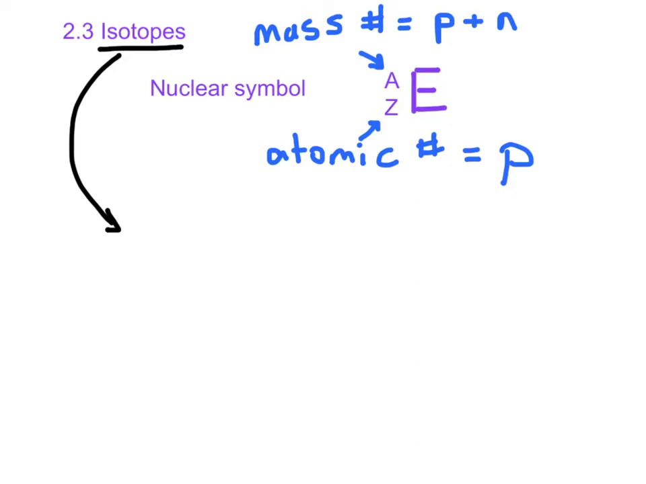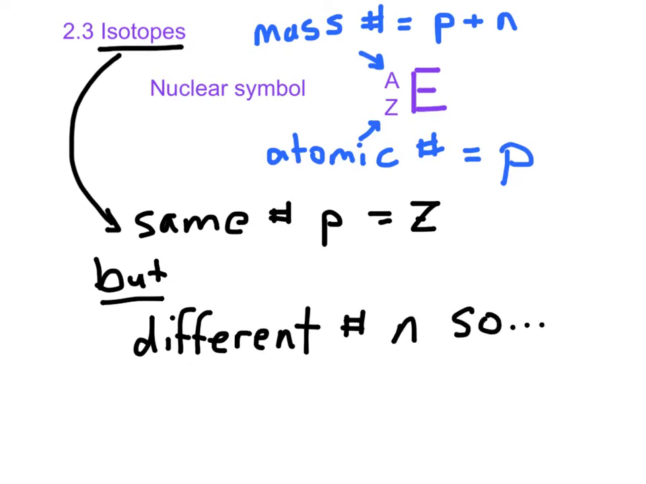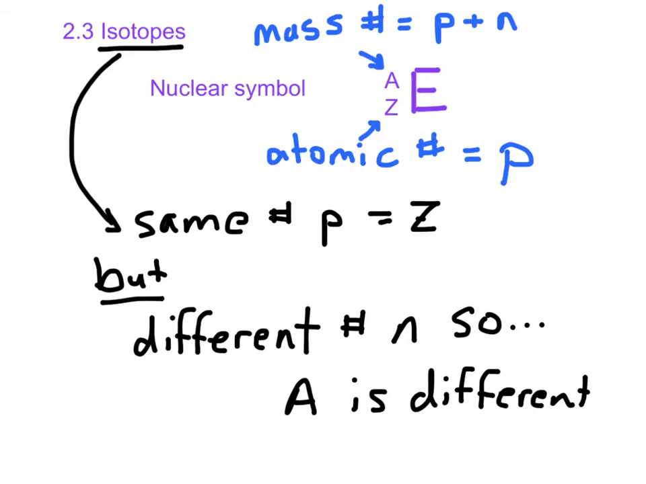So an isotope has the same number of protons. So Z is always the same, but a different number of neutrons, so A is different. The symbol will always be the same, E, and I didn't tell you what that is, but that is the symbol of the element. So isotopes just vary in the amount of neutrons they have.